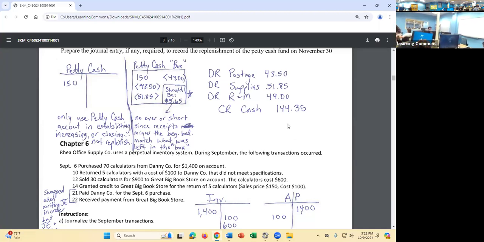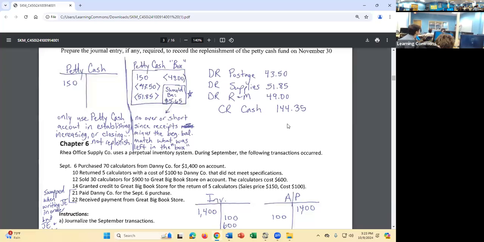On September 6th, we purchased 70 calculators from Danny Company for $1,400 on account. So what accounts are we using here? We're using inventory. Is it going up or down? It's going up, so do we debit or credit inventory? We debit inventory for $1,400. And I need a $1,400 credit. Where's that going to go? Accounts payable. Why is it accounts payable? Because it says we bought it on account. So if you want to keep score, we've got inventory $1,400 and accounts payable $1,400. Are we all in agreement with that? Okay.